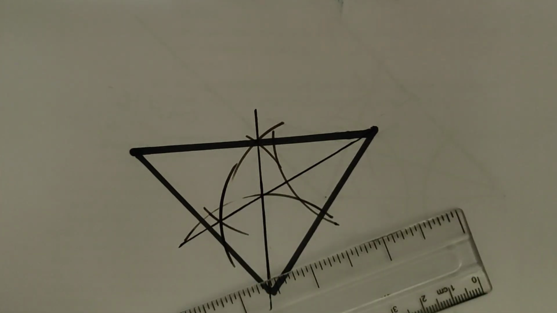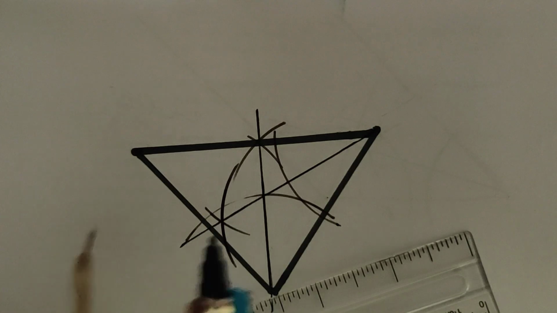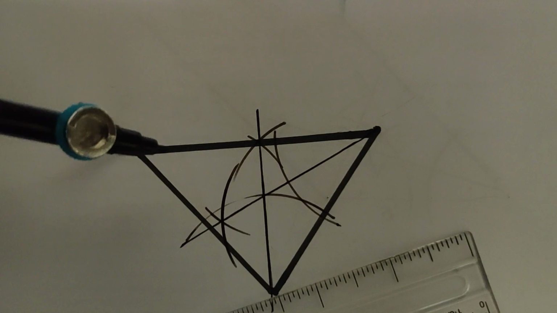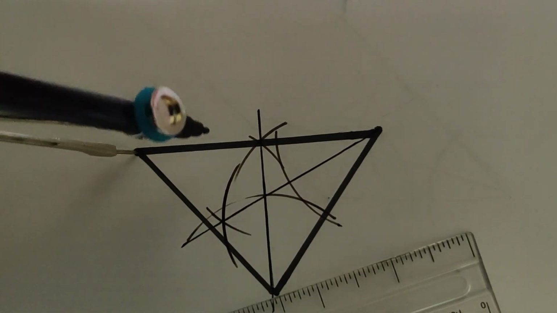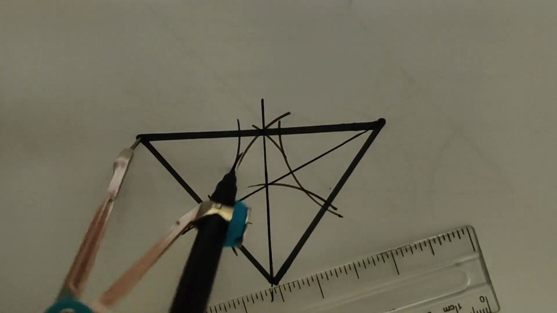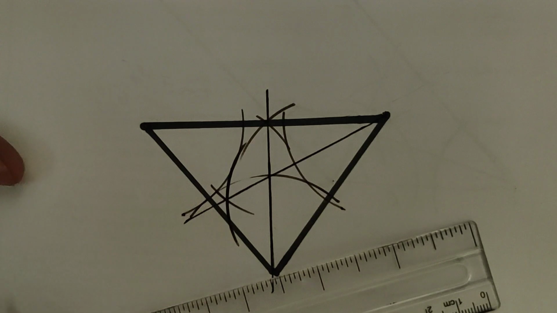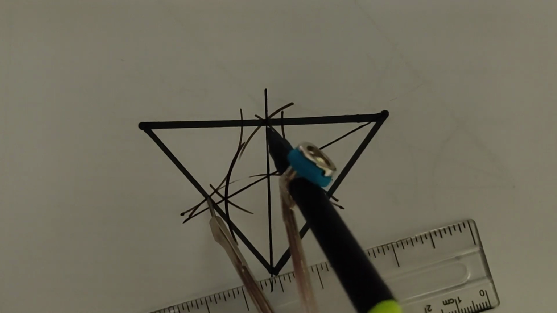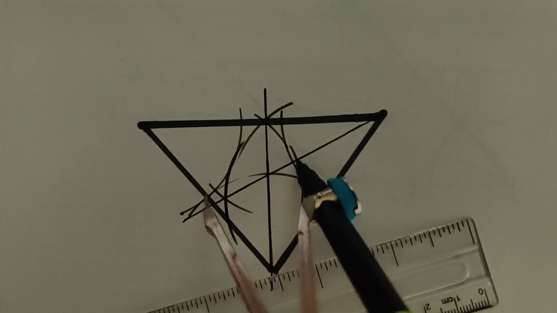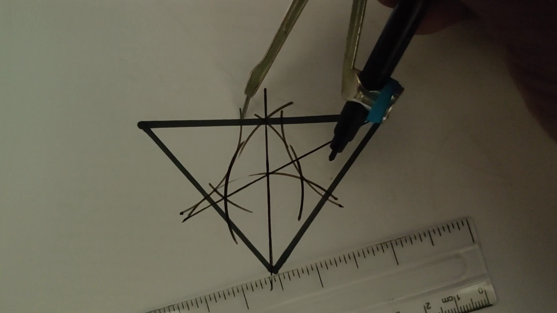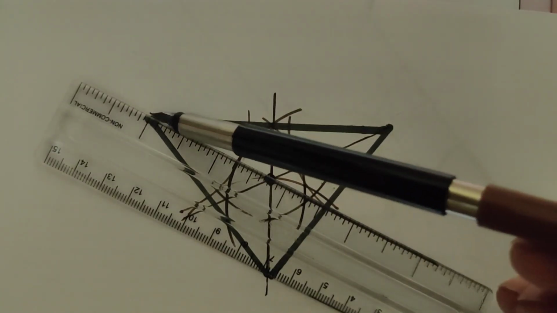Yes, and now what happened? We want to construct the third angle bisector also. For the third angle bisector, we can construct the same arc there. The two legs are intersected. We want to construct another arc using these two intersecting points. And now we join the third vertex and this intersecting point.